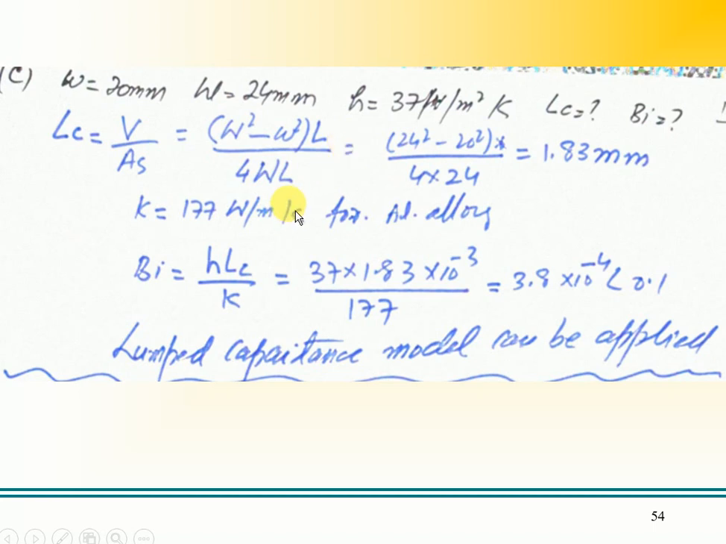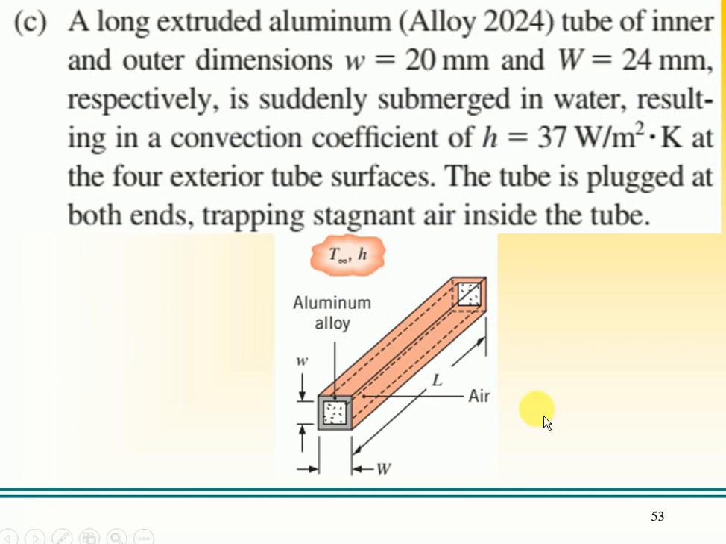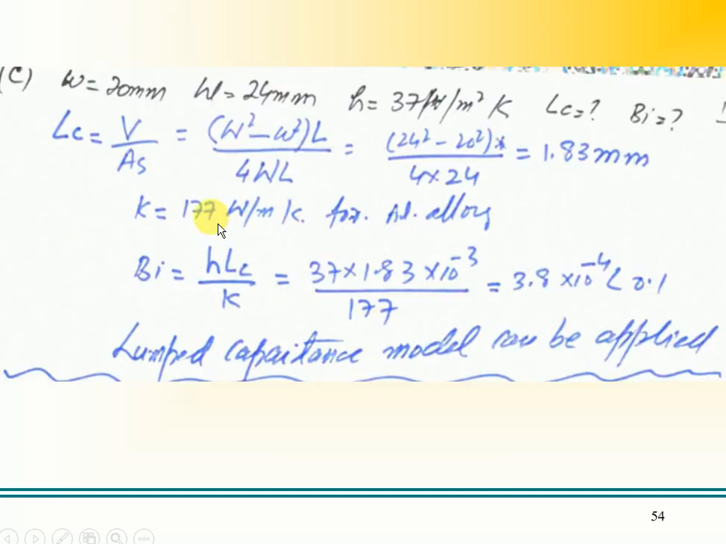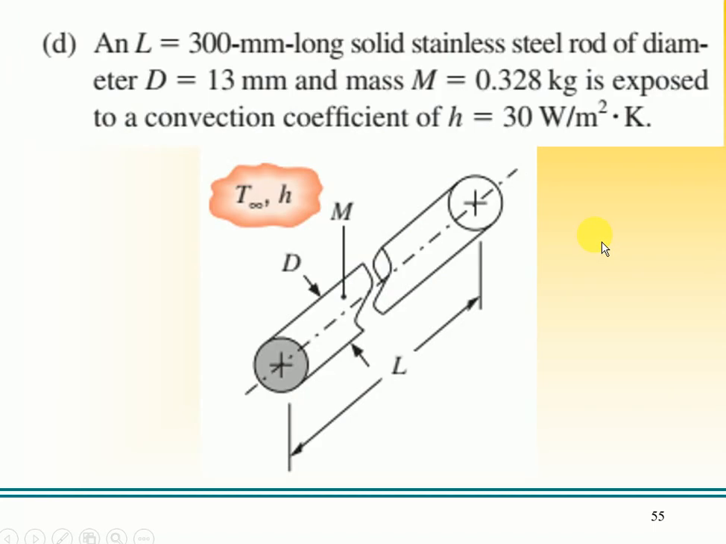For the surface area, the heat transfer takes place from the outer surface only, right? Not the inner surface. So it is capital W times L, and we have 4 surfaces, so we multiply with 4. Just put the values. I get the Biot number, which is 3.8 exponent minus 4, 0.00038, less than 0.1, and hence the lumped capacitance model can be applied for this case as well. So let's see the next one.